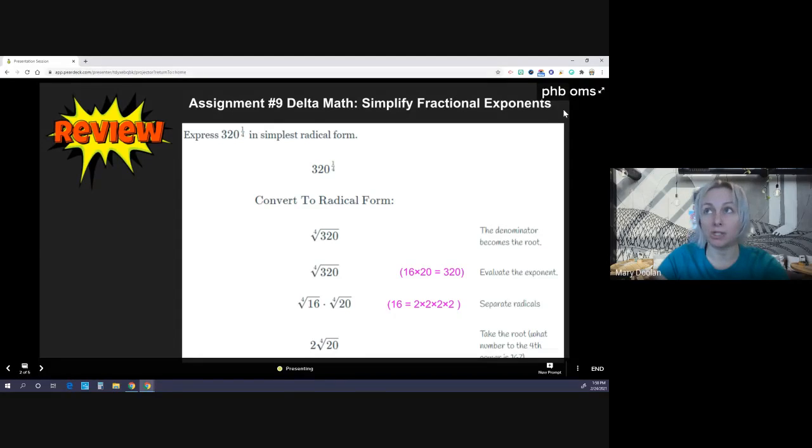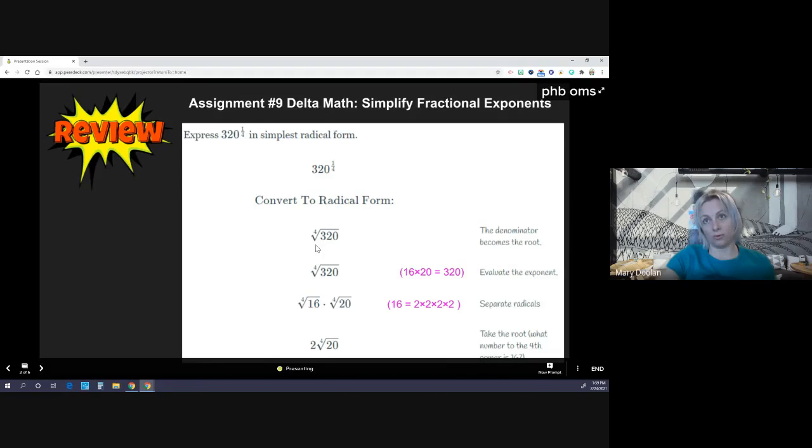On simplify fractional exponents. So we had problems like this already, where maybe we had something like 320 to the 1/4 power, and we had to put it in simplest radical form. And in order to do that, we would convert it to radical form. We would rewrite the power as a radical. We have rules about that. So when you have this fractional exponent, the denominator becomes your index, or as they call it here, the root. It means the same thing.